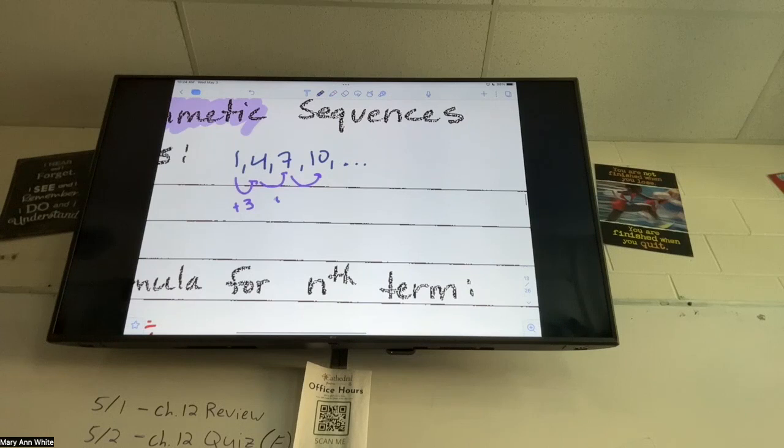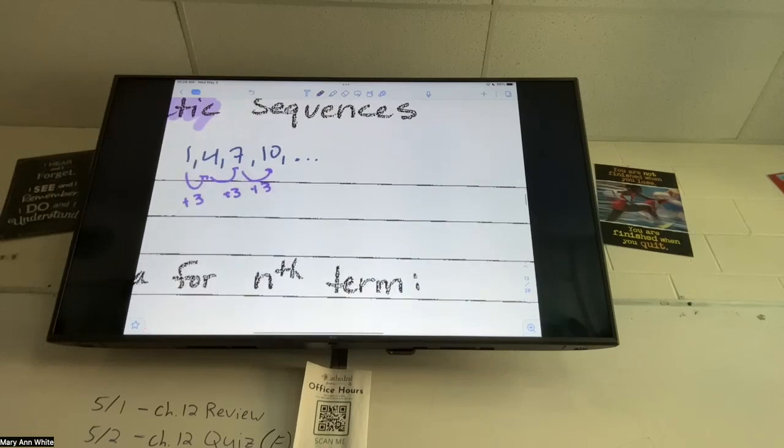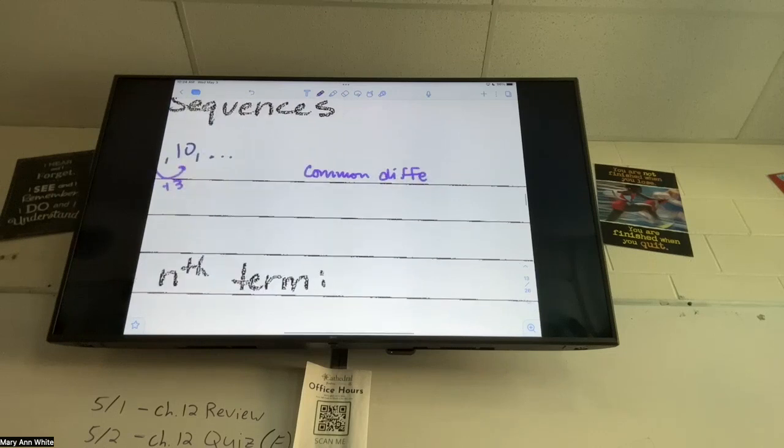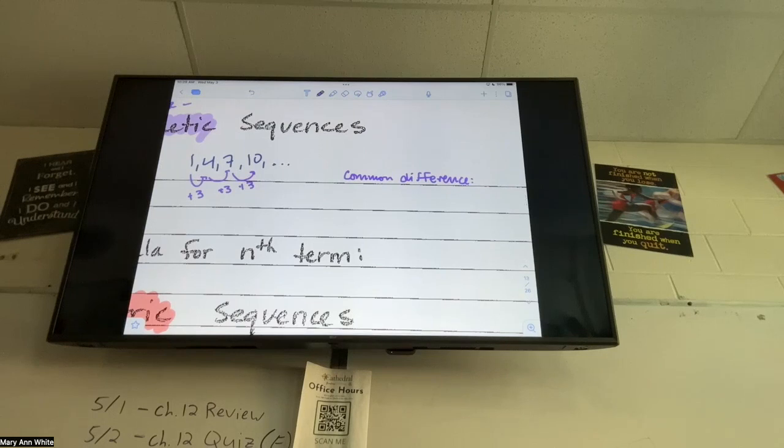The reason we have to check all of those is because if it's not the same thing that you're doing every single time, it doesn't count as a sequence. Because sequences have something that we call a common difference. And that common difference is that number that you're adding or subtracting each time to get from the first number to the second number to the third number, etc. So my common difference here is going to be 3.